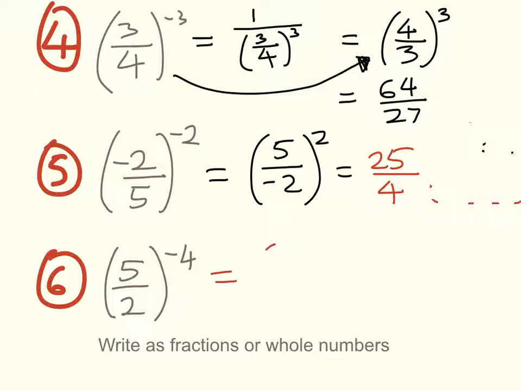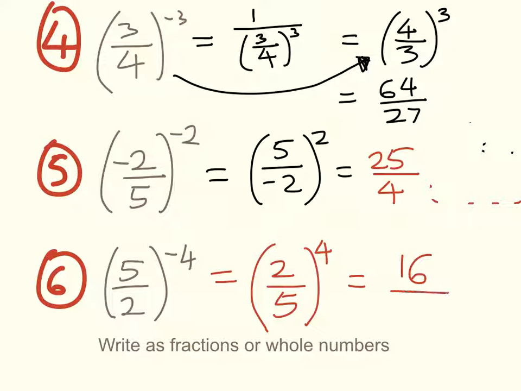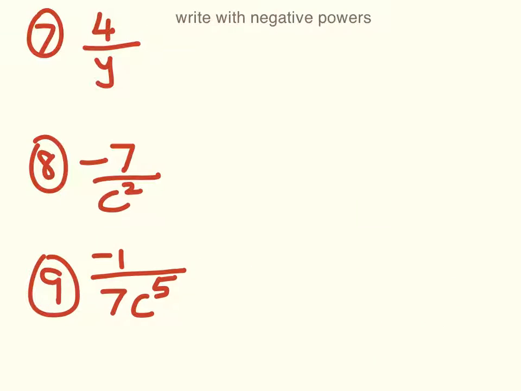Next one is very similar. It's going to be 2/5 to the power of 4, which is 2 to the power of 4, 16, divided by 5 to the power of 4, which works out to be 625. Okay, got 3 left on the next slide.